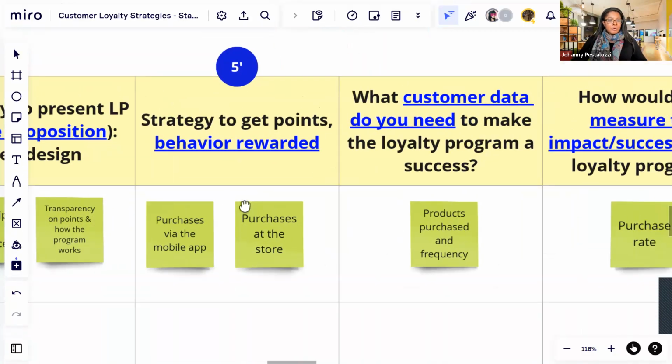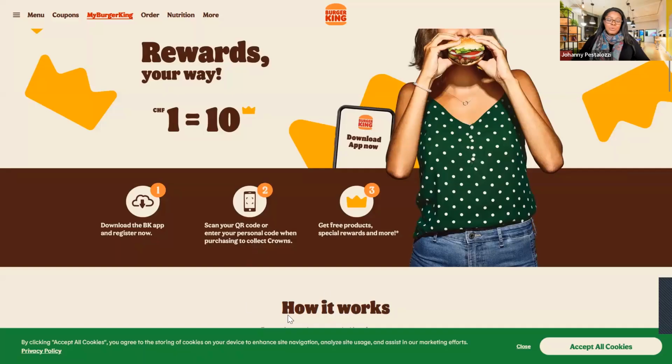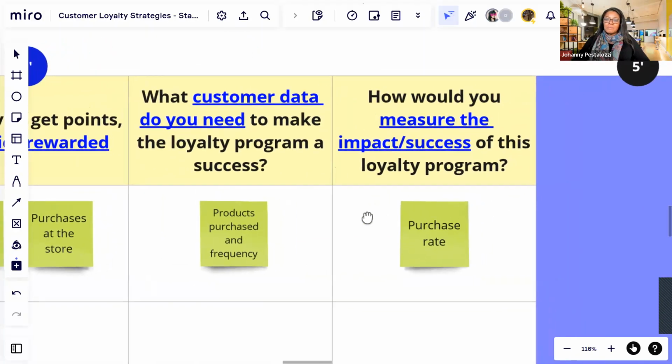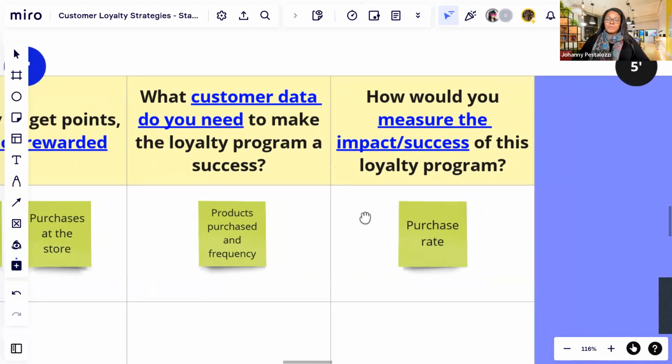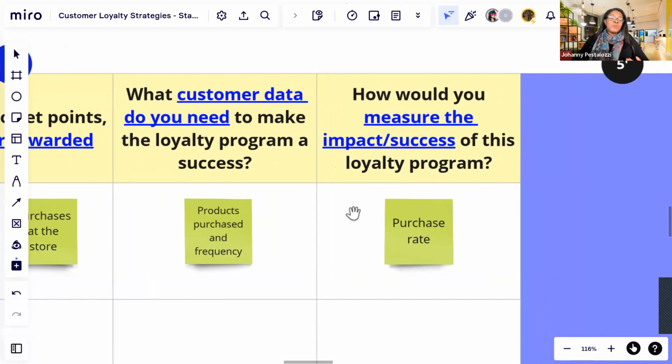Then the strategy to get the points essentially is purchases via the mobile app, because they require you to scan a QR code to start purchasing, and then to purchase at the store, because to use this, actually you need to go to the store and scan it. So indirectly, it's not really rewarding deliveries or purchases via the mobile app. It's only to keep track, let's say, of the points you have.